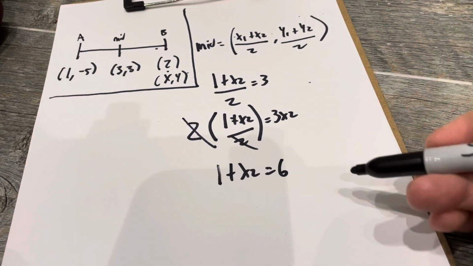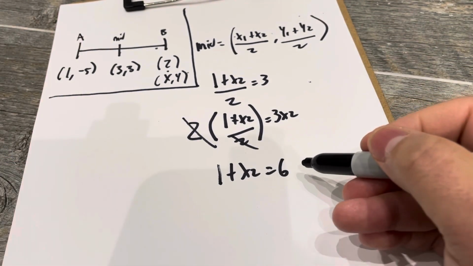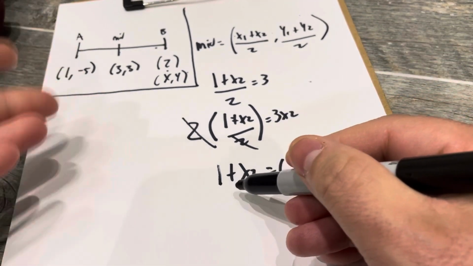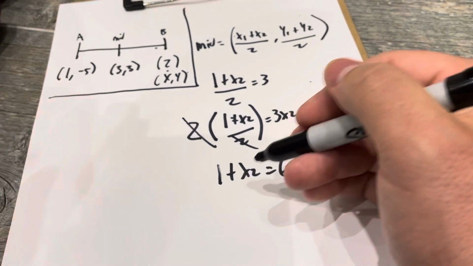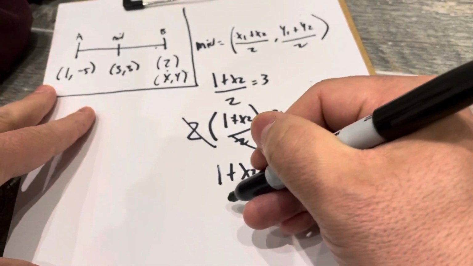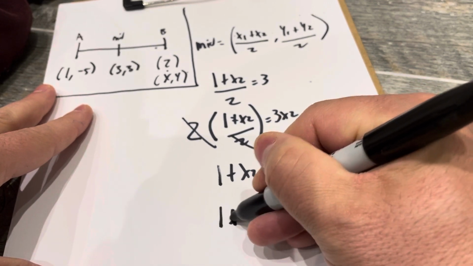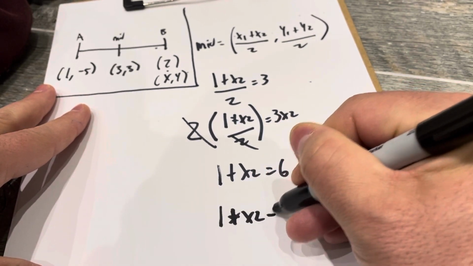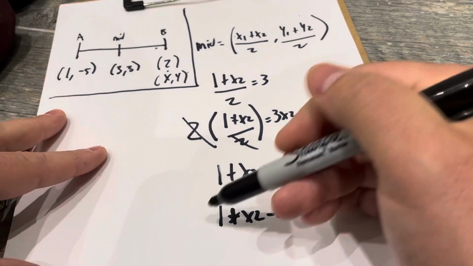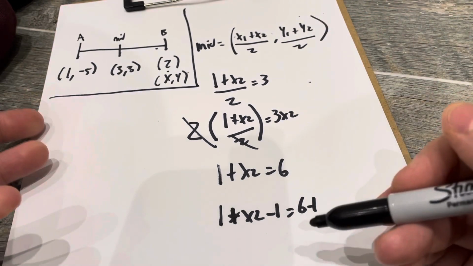So we're just going to do the same thing for the y. So 1 plus x2 equals 6. Now, in order to get rid of this plus 1, we need to do the opposite once again. So we need to minus 1. So if I take this and I subtract the 1, it's going to be x2 minus 1 equals 6 minus 1. And what that does is this plus 1 and this minus 1 cancel each other out.